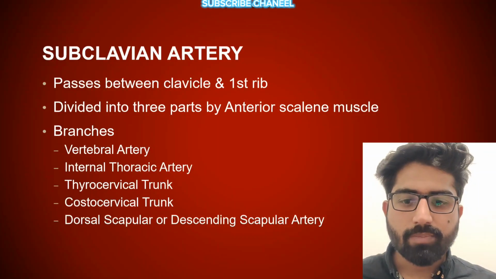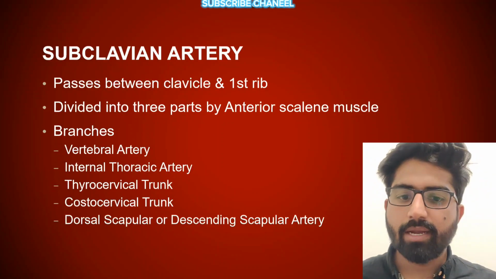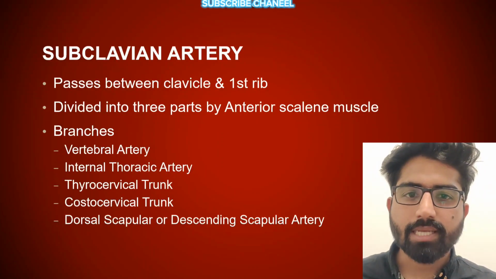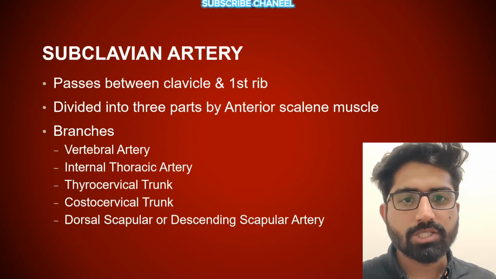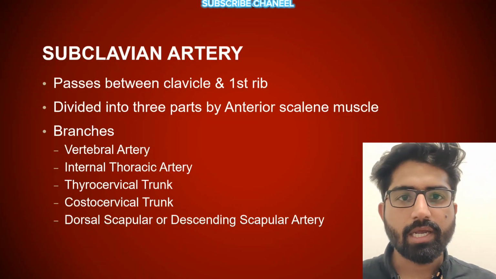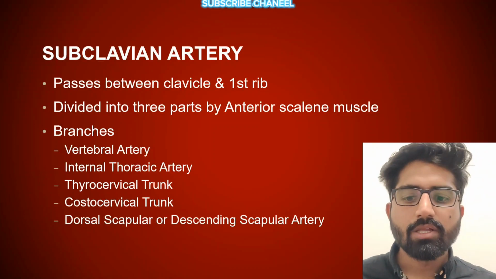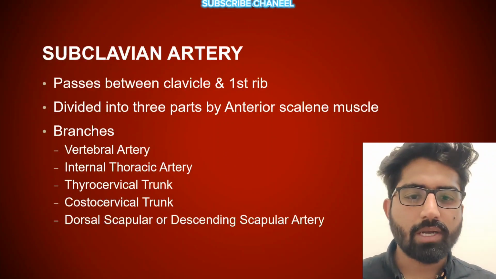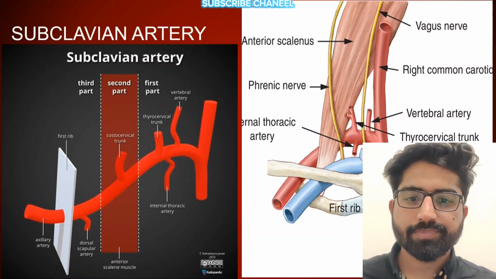The subclavian artery passes between the clavicle and first rib. It is divided into three parts by the anterior scalene muscle, and the branches of the subclavian artery are the vertebral artery, internal thoracic artery, thyrocervical trunk, costocervical trunk, and dorsal scapular or descending scapular artery.